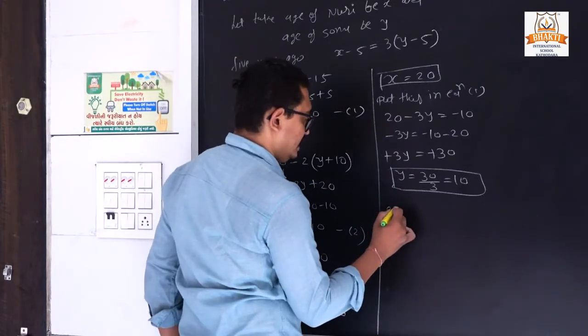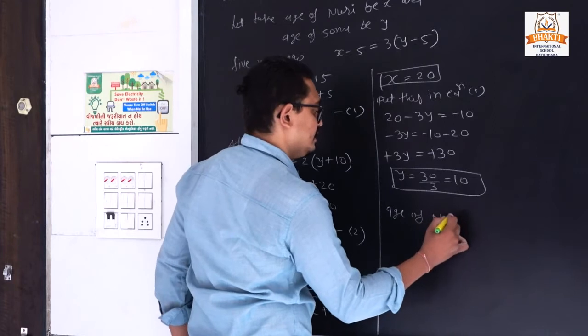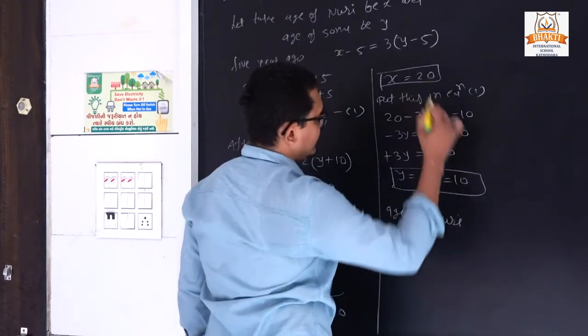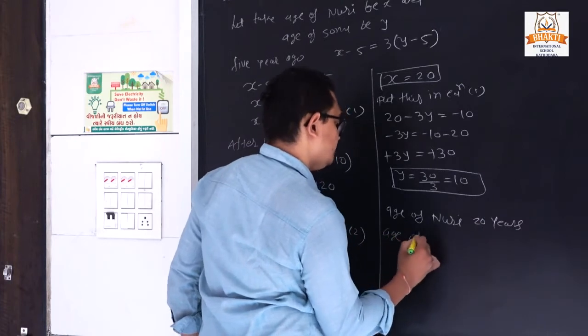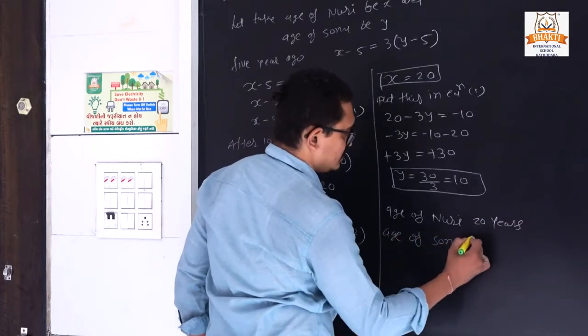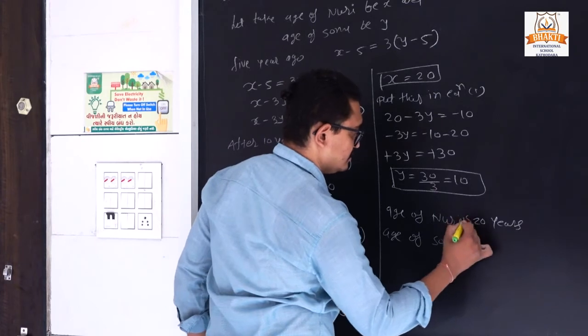The age of Nuri is 20 years and age of Sonu is 10 years.